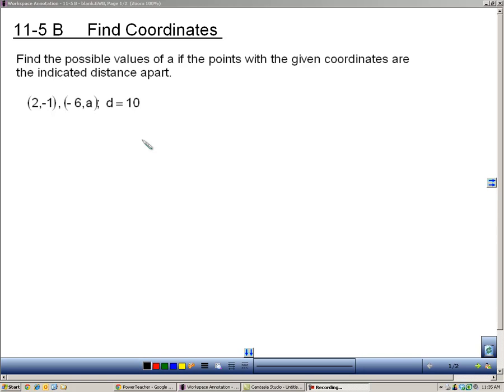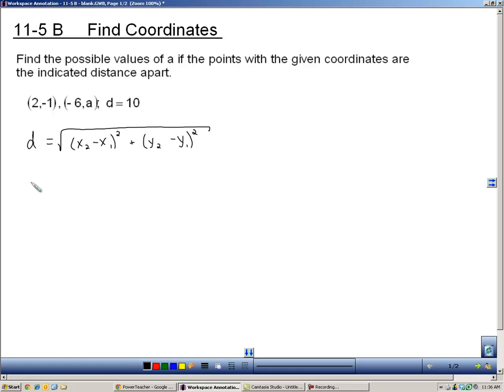Section 11.5b is about finding coordinates, specifically coordinates that are missing when you're using the distance formula. If you notice here, we have 2 points and we're given a distance between them, but we don't know one of the y values. So we're going to use our distance formula to solve that.